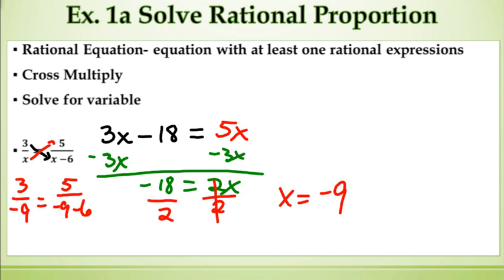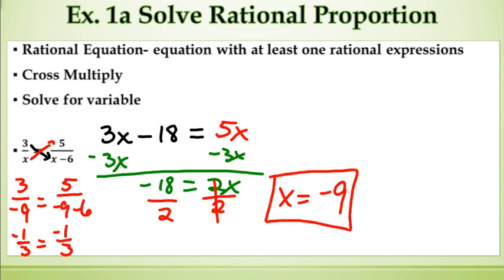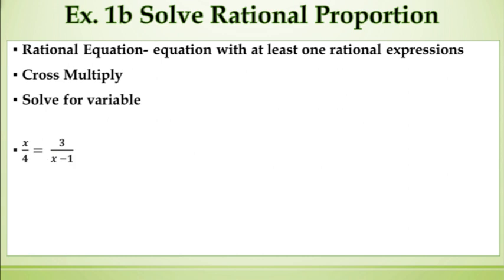So 3 over negative 9 is a negative 1/3. Over here, 5 divided by a negative 15 also gives me a negative 1/3. So I don't see any undefined terms there. So x does equal negative 9. I'll have you try this one. Actually, no, we'll do this example ourselves together.